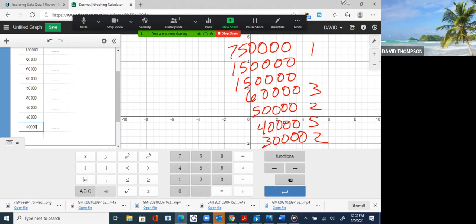We're on our third one. One too many zeros. 2 more 40,000s. 1 more, and we're done our 40,000. And then type in 30,000 twice.